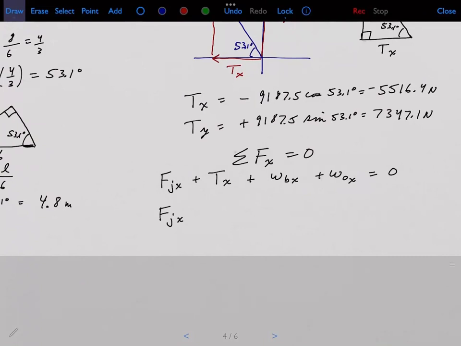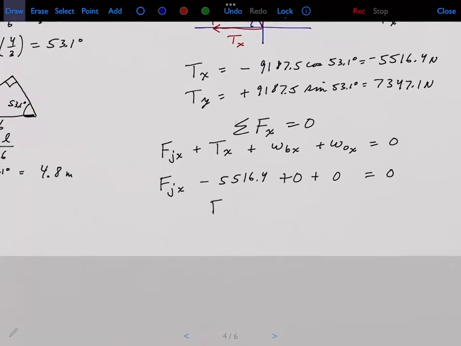The x component of T is going to be this, minus 5516.4. The x component of the weight is 0, and the x component of the weight of the object is also 0, right? They're both acting downward, not in the x direction, so equals 0. So this just tells us that the x component of the joint force is equal to 5,516.4 newtons. Which makes sense, right? It's basically opposing the negative x component of the tension, because they have to be equal and opposite so that the whole thing is not accelerating in the x direction.